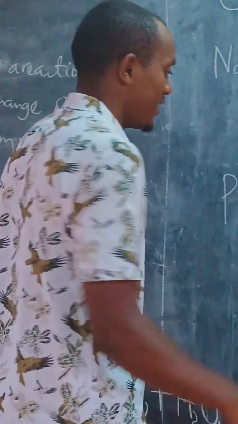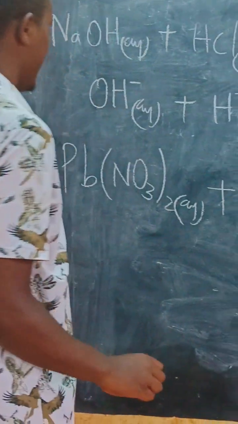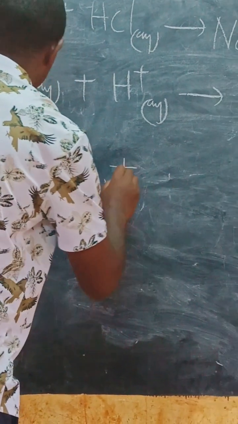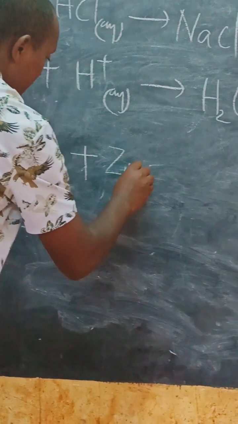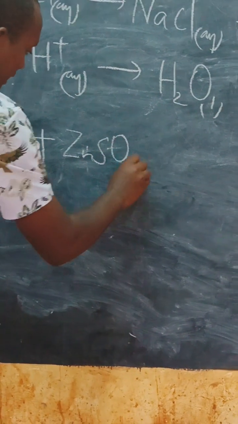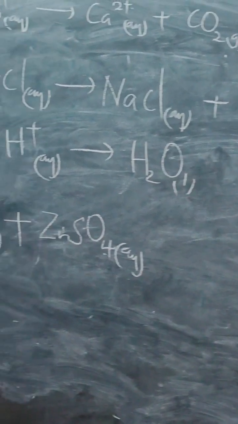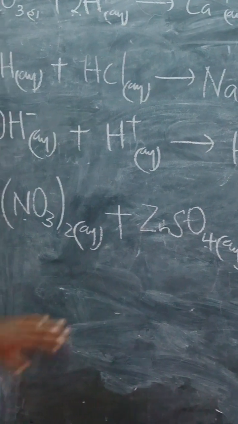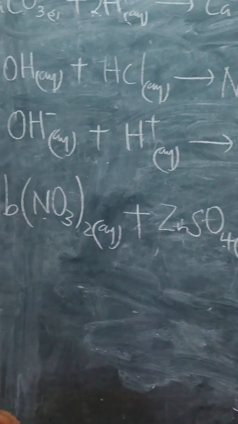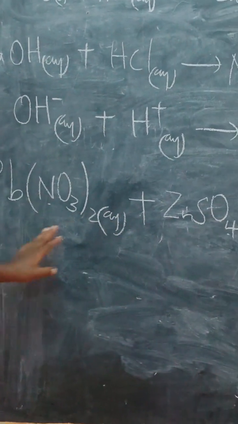So if you have lead nitrate, you add zinc sulfate, aqueous. These are aqueous solutions. They are soluble in water. Lead nitrate is soluble in water. Zinc sulfate is soluble in water. These are two aqueous solutions.